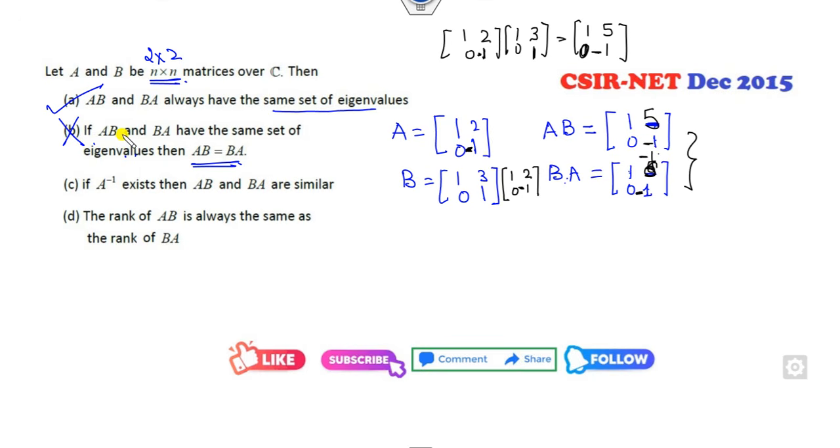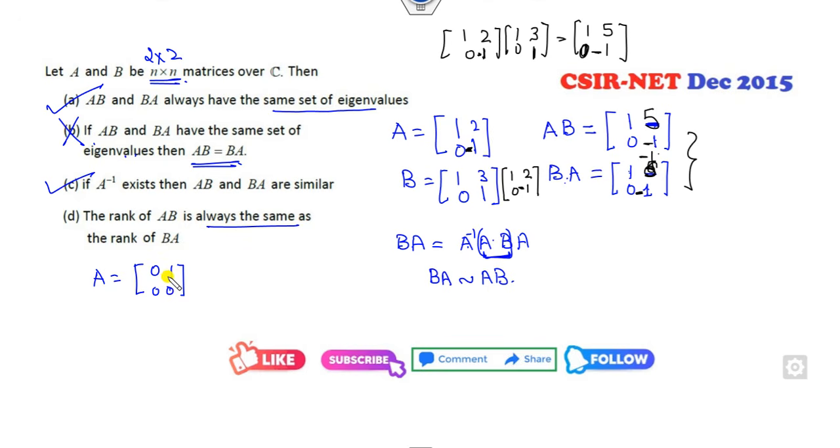If A inverse exists, then AB and BA are similar. That's the same part. If A inverse exists, I can write this as A inverse into A. Fine. So I can write this like this. So BA is equal to the inverse of this, so BA is similar to AB. Yes, this option is correct. The rank of AB is always the same as that of BA. That's not true, with a very simple example.